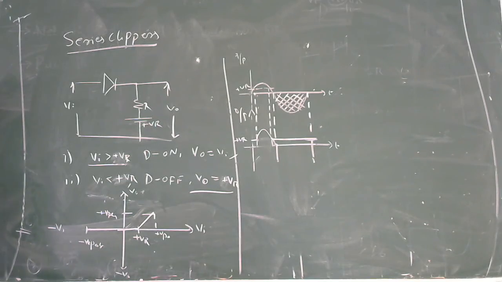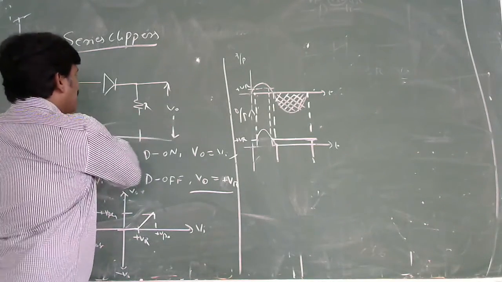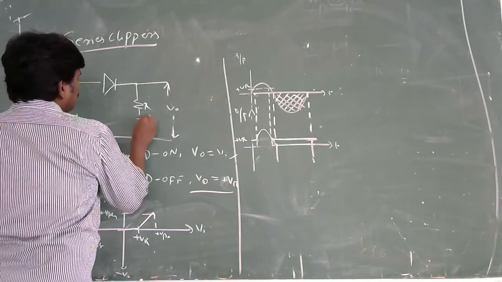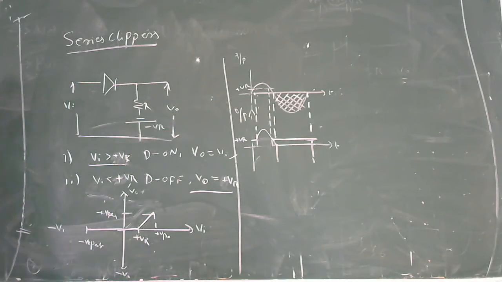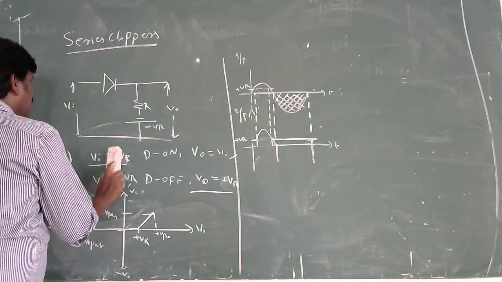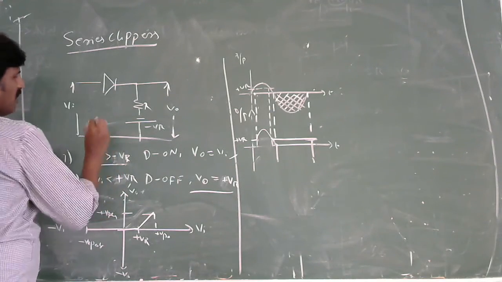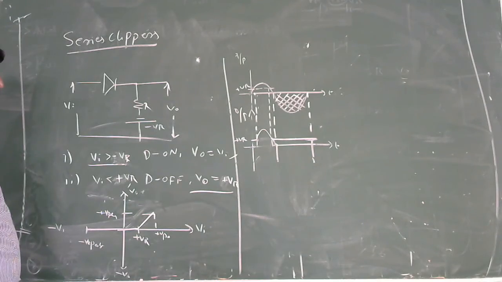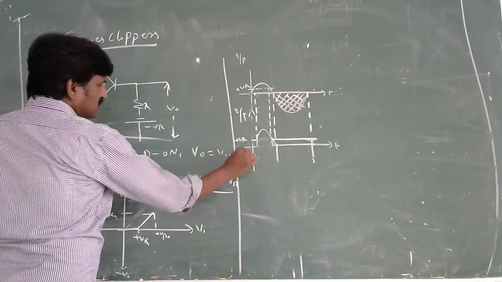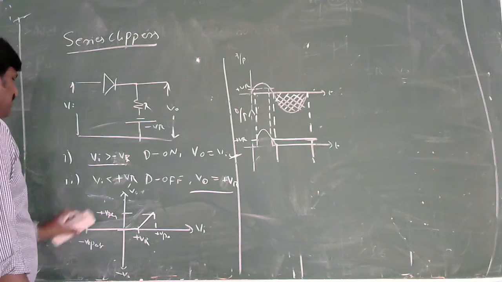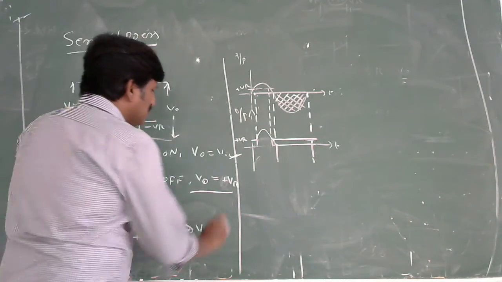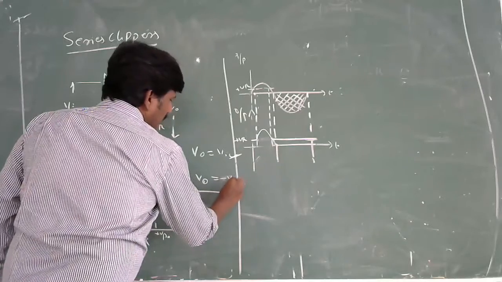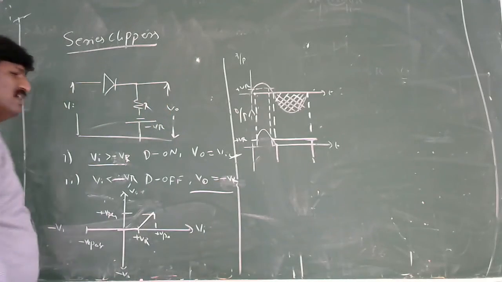You can also write, you know, by changing the polarity of this. Here you can keep this one minus VR. Very simple. If Vi is greater than minus VR, V naught is equal to Vi. When Vi is less than minus VR, V naught is equal to minus VR. How are the transfer characteristics? Very simple.